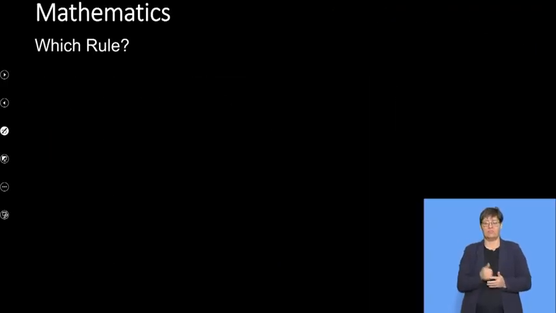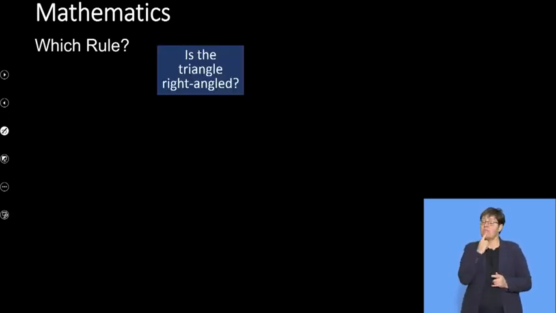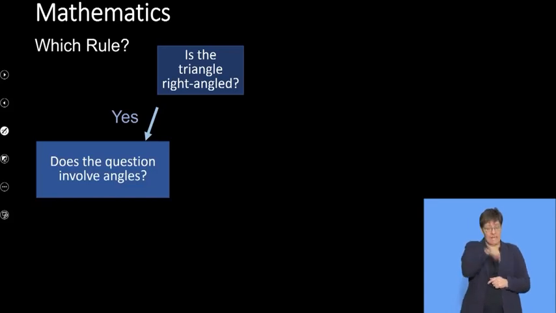So, which rule to use? Pretty simple. First we're going to ask ourselves, is the triangle right angled? If it is, then we have to ask, does the question involve angles? So if it involves angles, simple.